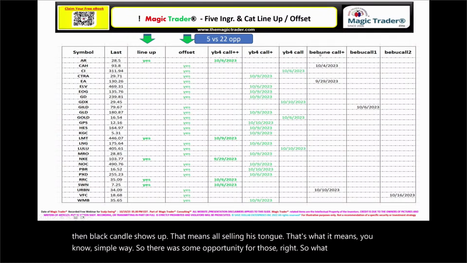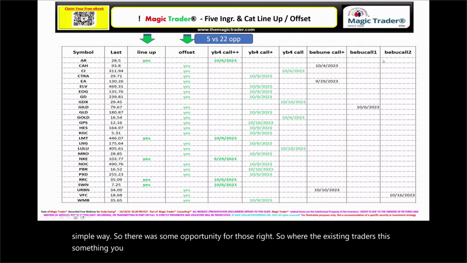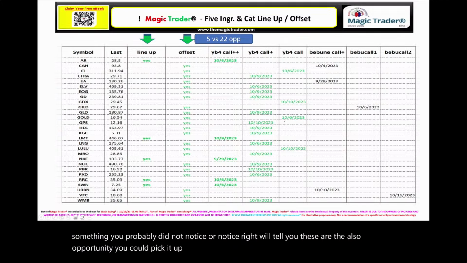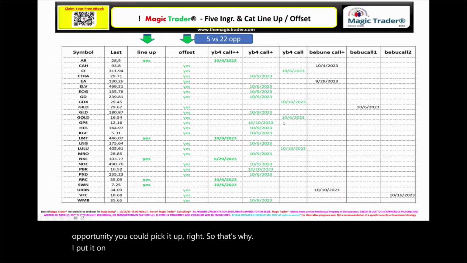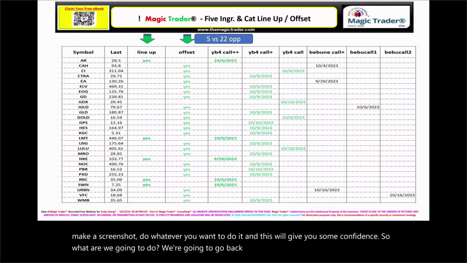So for the existing traders, this is something you probably did not notice. We tell you these are also opportunities. You could pick them up, so that's why I put it in a table. You will have this table. I spent a few minutes so you could have it, stop it, make a screenshot, do whatever you want, and this will give you some confidence. So what we're going to do is go back, and let me pull out that list so I can bring the Metastock chart here.